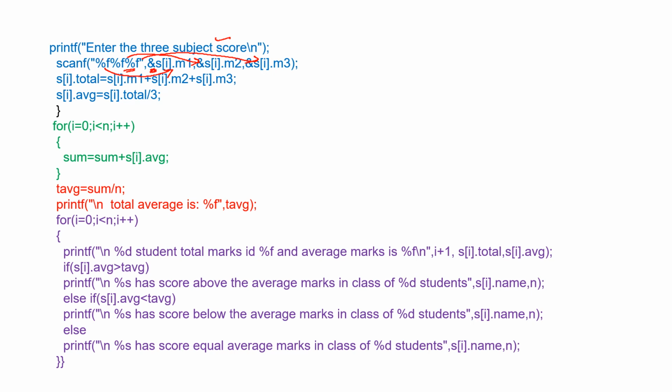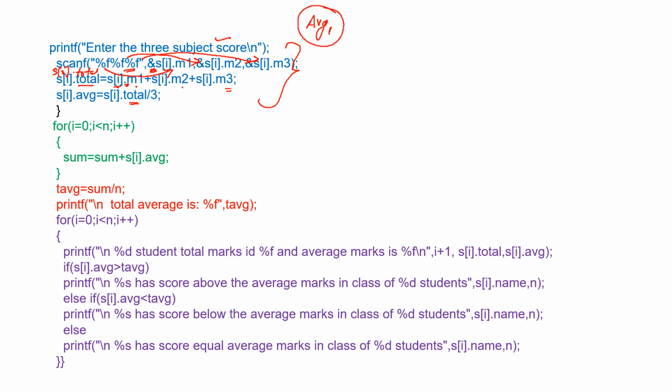So here S[i] of total is equal to, so what will be your S of 0 dot total is equal to, total of the first student is equal to mark 1 plus mark 2 plus mark 3. Don't forget to use the dot operator. So S[i] dot M1 plus S[i] dot M2 plus S[i] dot M3. Now what will be your average? Total divided by number of subjects, right? 3 subjects. So S[i] of average is equal to S[i] of total divided by 3. Now you have calculated the average of your first student.